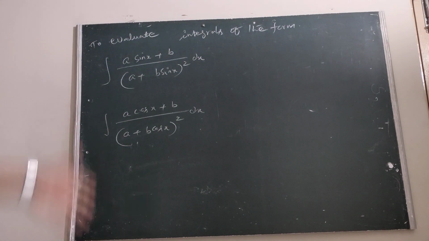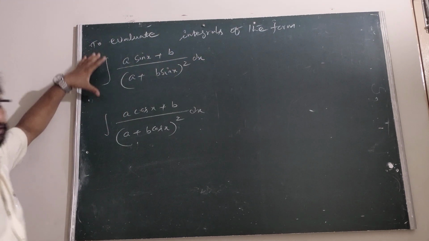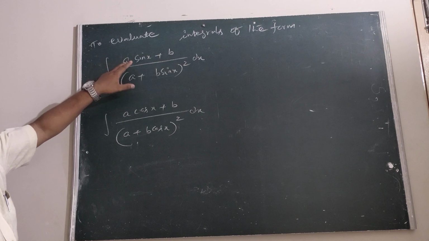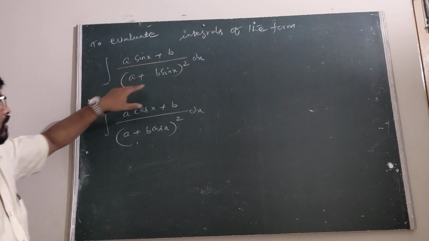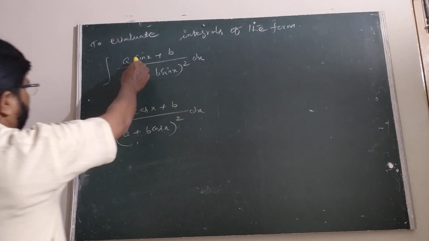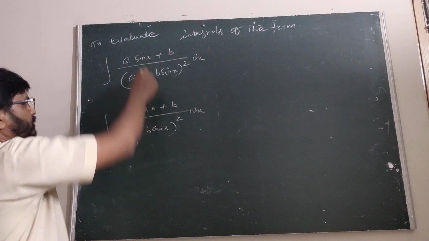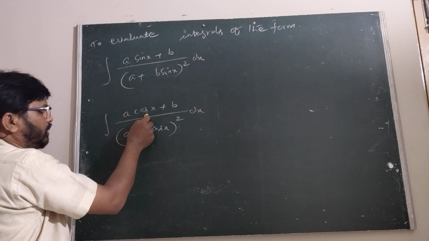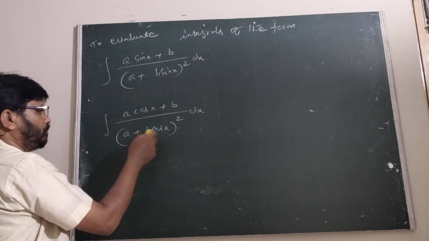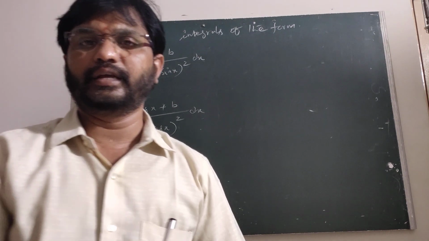So these two are some special cases, special methods to evaluate integrals of the form (a sin x plus b) upon (a plus b sin x) whole square. We are looking here at a before sin, a into sin x, but here b into sin x. Similarly, we can replace sin x by cos x. We are getting (a cos x plus b) upon (a plus b cos x) whole square into dx. How to evaluate these types of integrals?